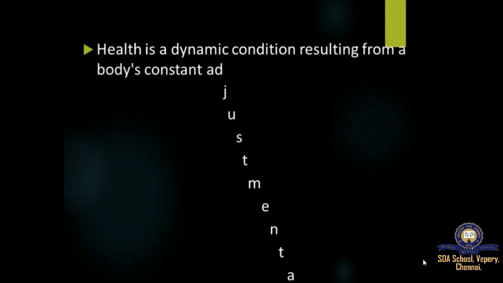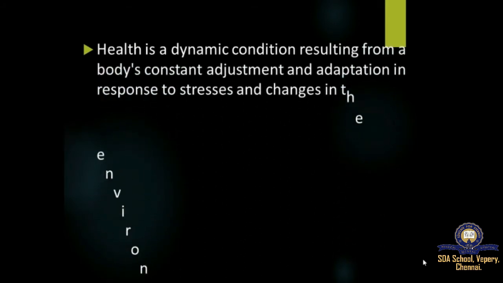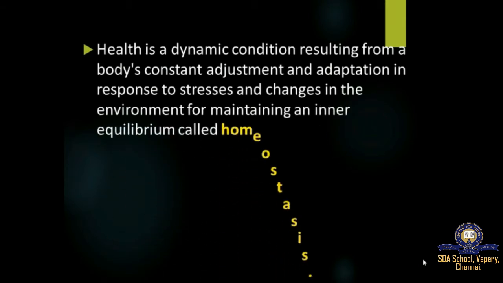Health is a dynamic condition resulting from a body's constant adjustment and adaptation in response to stresses and changes in the environment, for maintaining an inner equilibrium called homeostasis. So what does equilibrium mean? Equilibrium means the condition in which all the acting influences are balanced or cancelled by equal opposing forces, resulting in a stable system. It is the state of balance or static.